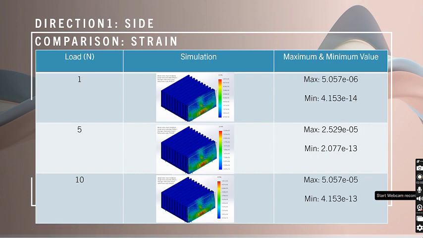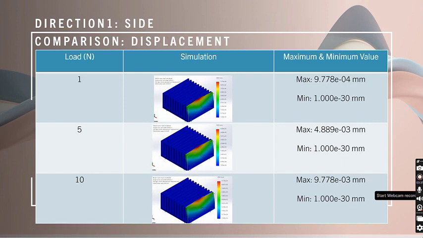This one is the strain. You can realize that the maximum and minimum value has a larger magnitude at the 1 Newton load and a smaller magnitude at 10 Newton load. So the maximum of 10 Newton load is 5.057 times 10 to the power of negative 5, while the minimum value is 4.153 times 10 to the power of negative 13.